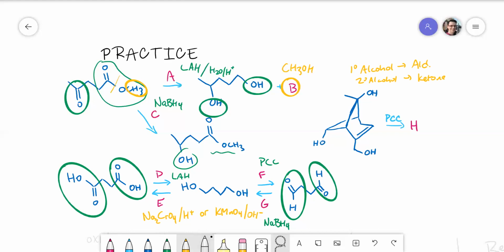So let's see what we got here. In this molecule, that's a primary alcohol. So this is going to become an aldehyde. Actually, I'll just draw that. Become an aldehyde. Here, we have a secondary. That's going to become a ketone. And up here, we've got a tertiary alcohol. That's going to do nothing.